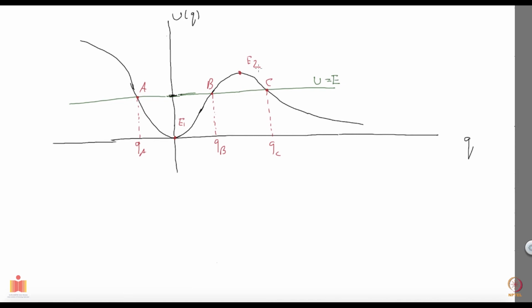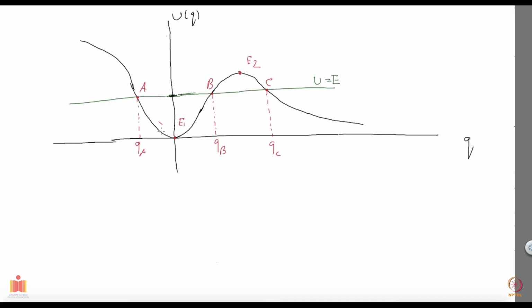Now you see, let's say you start your system with this total energy E, which I have specified now, somewhere in this region. Let's say you start it here or here, does not matter, and the system is moving in this direction. So its Q is going towards QA.